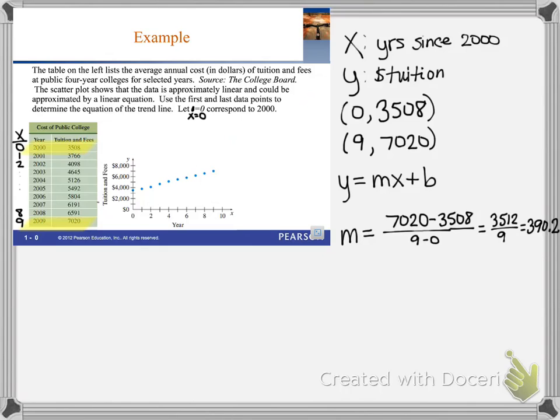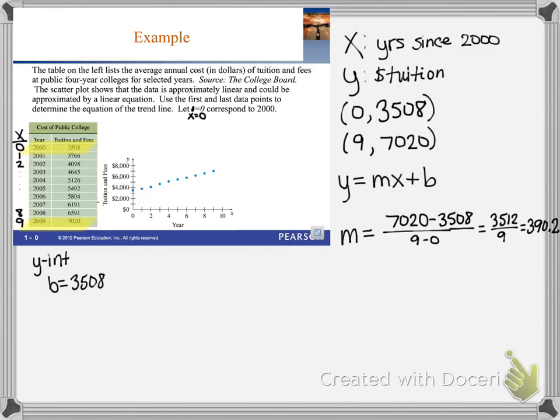Alright, so we know we're looking for y equals mx plus b. M was our slope. B is your y-intercept. If we go back and look at the data in this case, since we had a point where x equals 0, and if you look on the graph there where x equals 0, we have our y-intercept. Our y-intercept is 3,508. And this works in this case, like I said, because x is 0. If x is 0, that's your y-intercept. So our y-intercept is going to be 3,508.